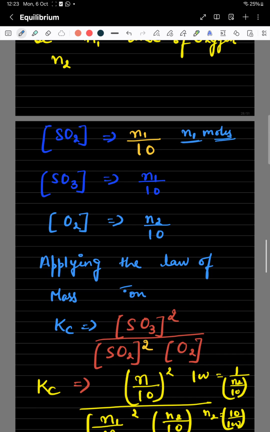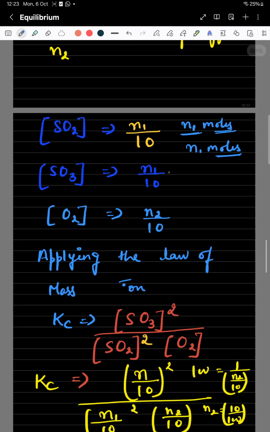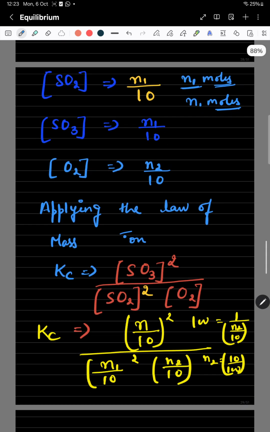Initially, we are assuming that N1 moles of SO2 are present and N1 moles of SO3 are present, because we have the same number of moles of SO2 and SO3. So the concentration of SO2 is N1 upon 10, SO3 concentration N1 upon 10. O2 moles will be different, that will be N2, so N2 by 10.